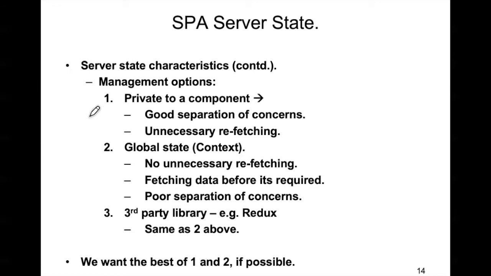One option is that each component within your hierarchy is responsible for managing the particular part of web API data that it requires. So that component would make the HTTP request for the data using the useEffect hook, and it would store it in a state variable within the component itself. That's a nice solution from a separation of concerns point of view, in that each component essentially manages its own part of server state data.